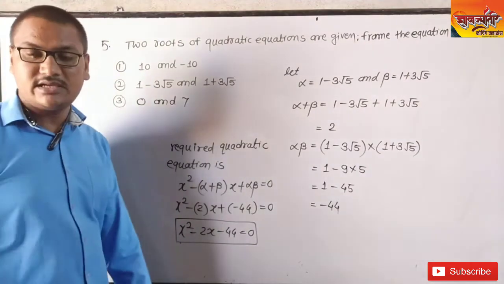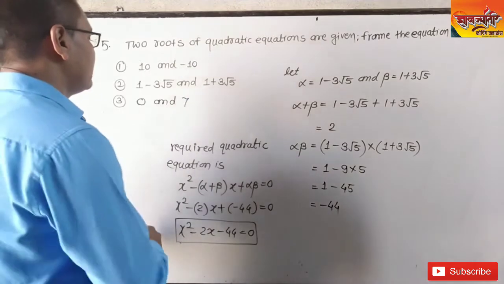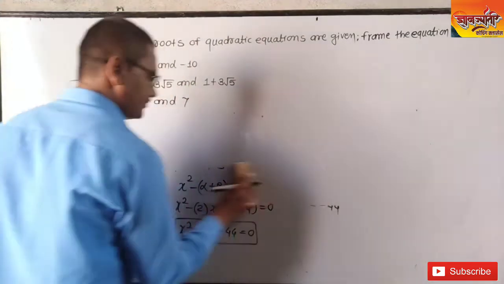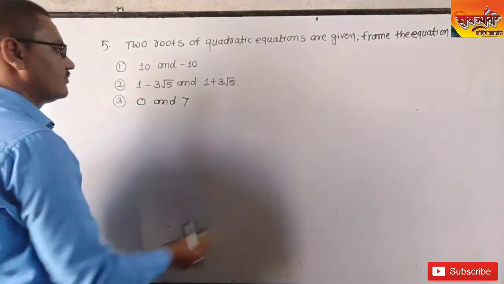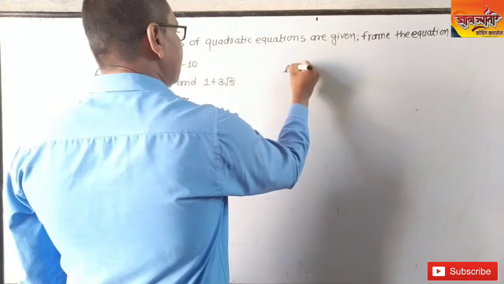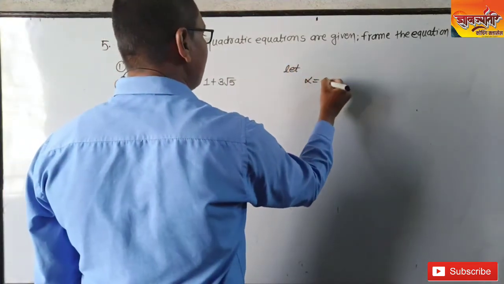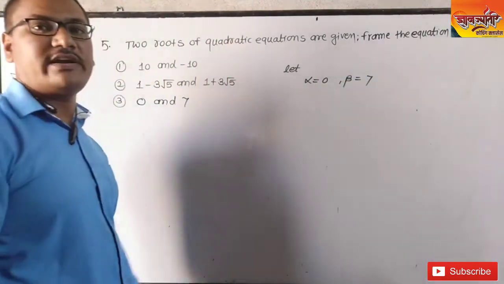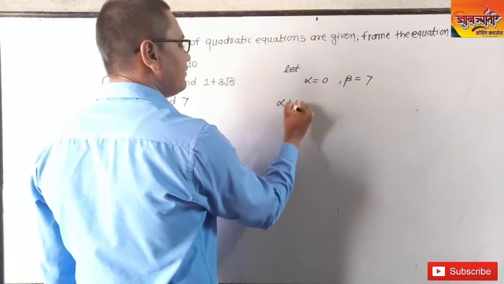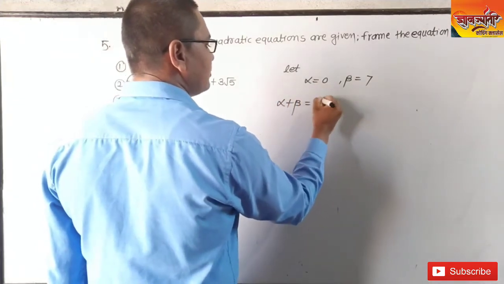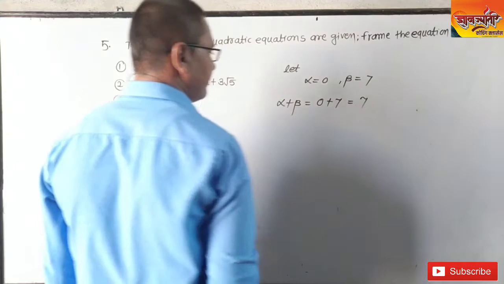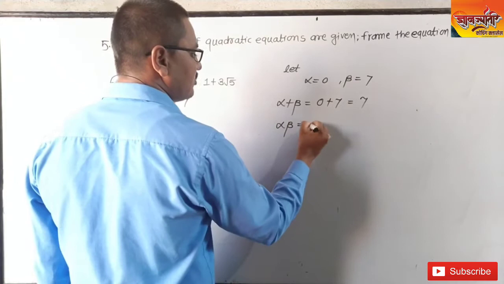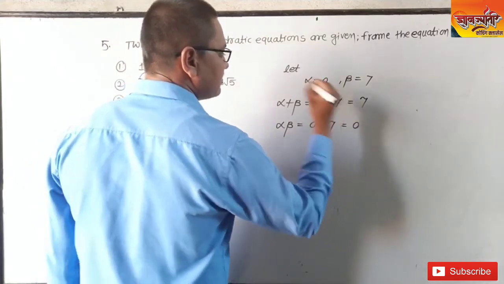The next problem, the third problem, has the roots 0 and 7. Let us consider the value of alpha as 0 and beta as 7. Then alpha plus beta is 0 plus 7, which means 7. Then alpha beta is 0 into 7, which is 0.